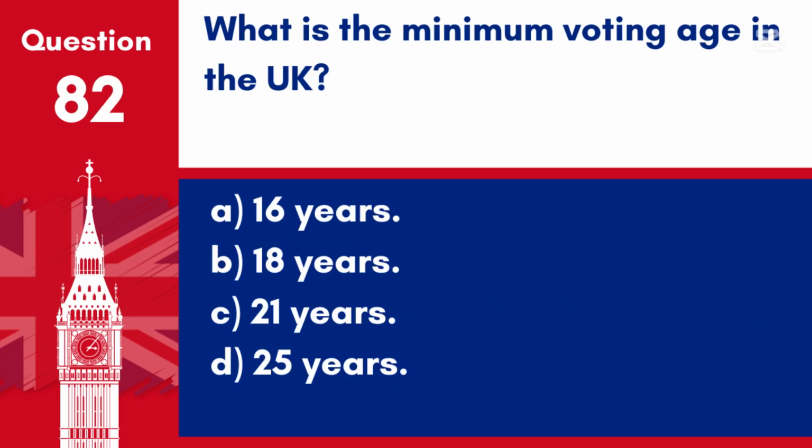Question 82. What is the minimum voting age in the UK? A. 16 years. B. 18 years. C. 21 years. D. 25 years. Answer: B. 18 years. The legal minimum age to vote in general elections and referendums in the UK is 18 years.